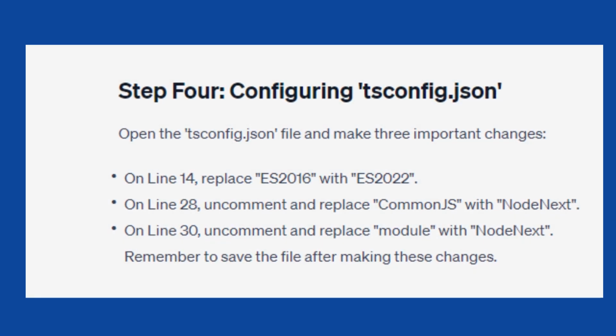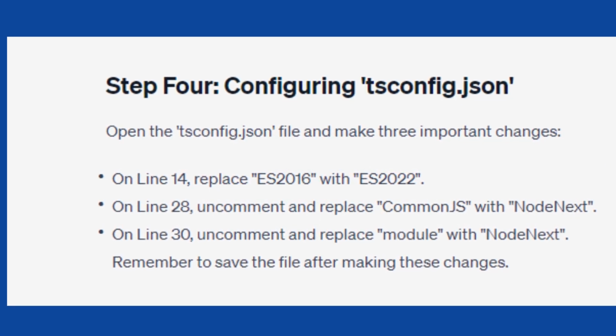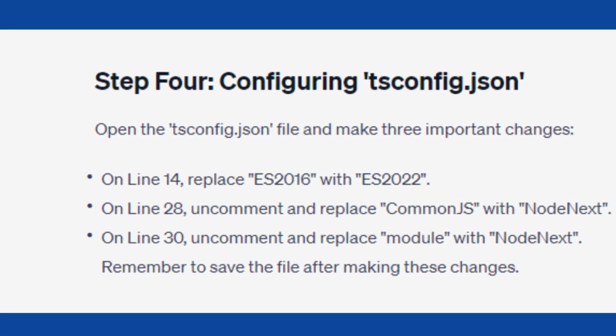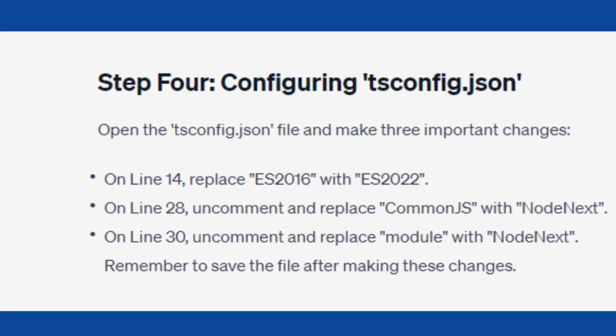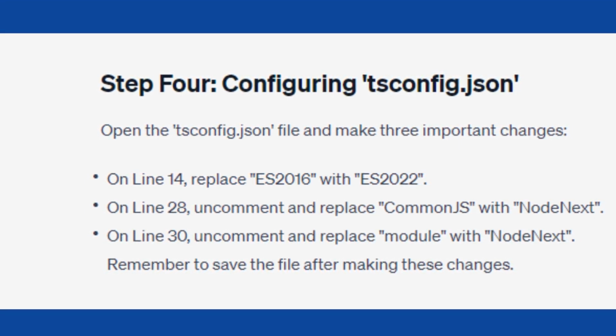Step 4. Configuring tsconfig.json. Open the tsconfig.json file and make 3 important changes. On line 14, replace ES2016 with ES2022. On line 28, uncomment and replace commonjs with NodeNext. On line 30, uncomment and replace module with NodeNext. Remember to save the file after making these changes.